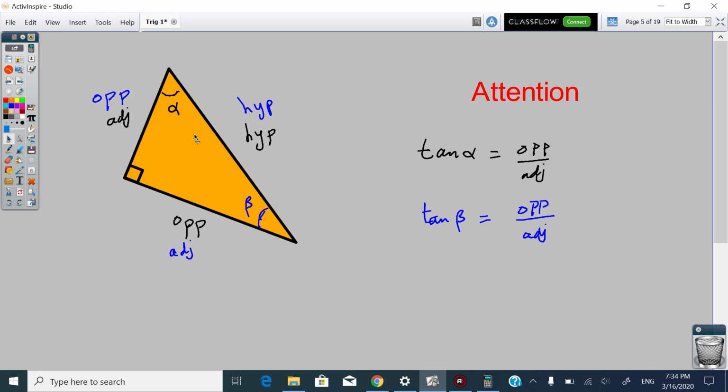But as far as beta is concerned, this side is the opposite and this side is the adjacent. Check the color coding. But this side remains the hypotenuse. The hypotenuse, because it's the biggest side in the triangle, does not change with the changing angles. It thinks highly of itself. So it's a very important skill to be able to identify the sides. So for alpha, this is the opposite, this is the adjacent. For beta, this is the opposite and this is the adjacent.